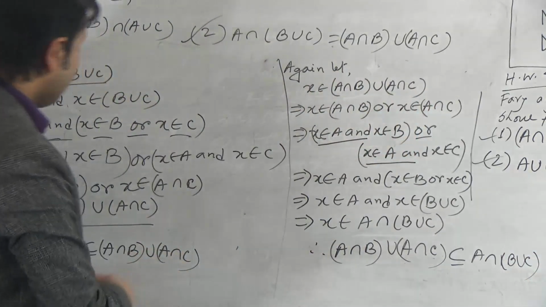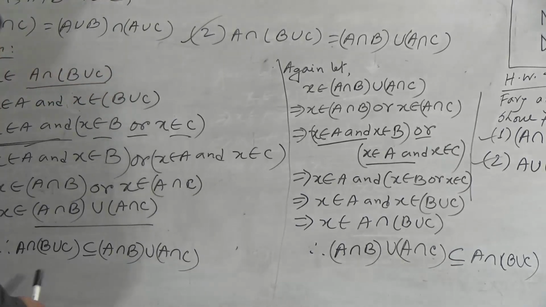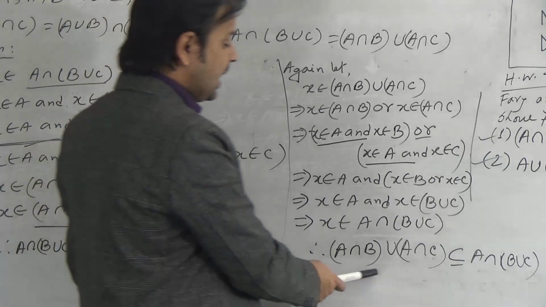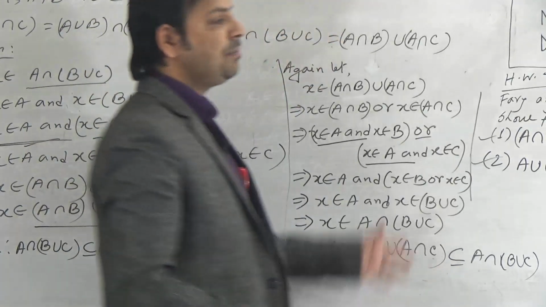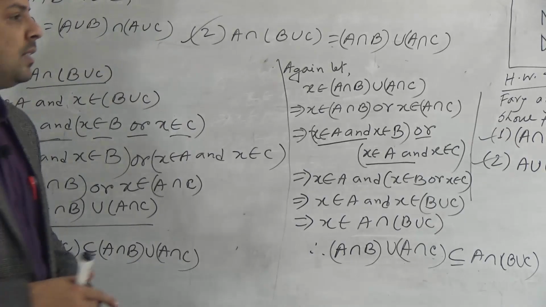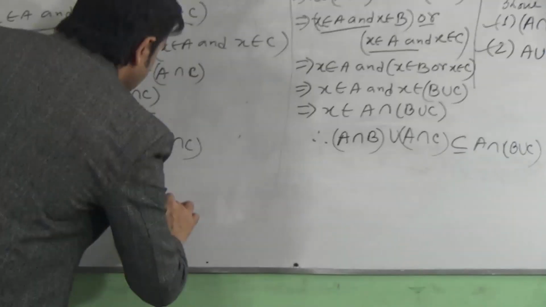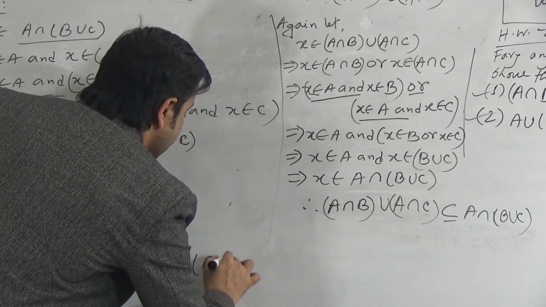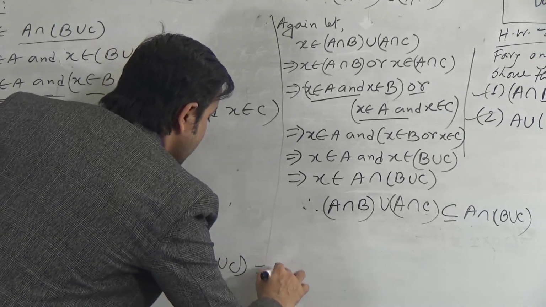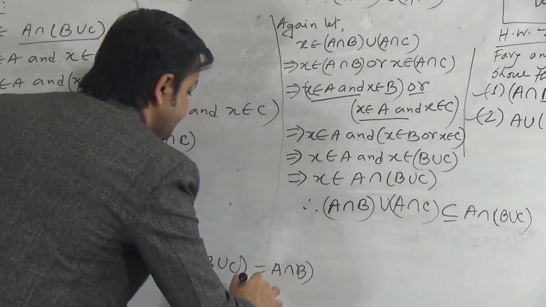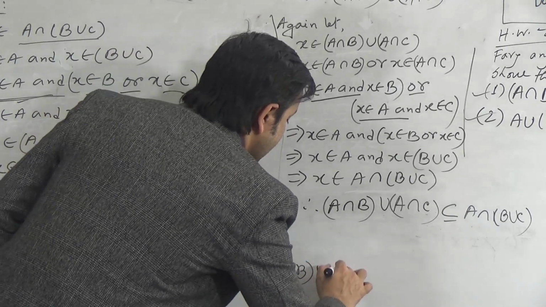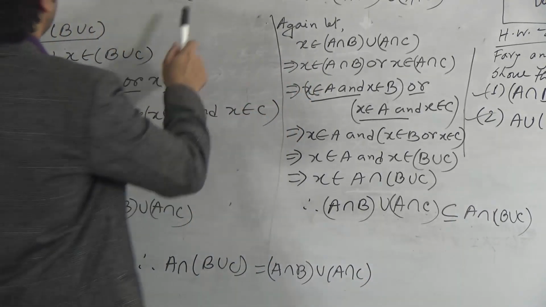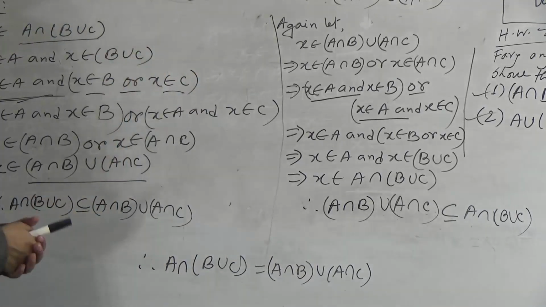Dear students, from these two we can say that the left hand side is a subset of the right hand side, and conversely the right hand side is a subset of the left hand side. It means that these two sides are equal. So we can write therefore A intersection (B union C) is equal to (A intersection B) union (A intersection C). I have proved the second law for distributive law.